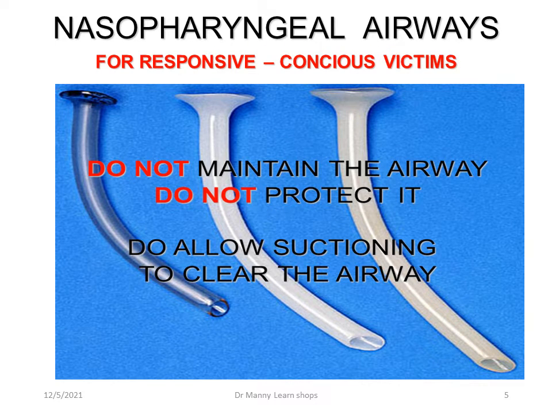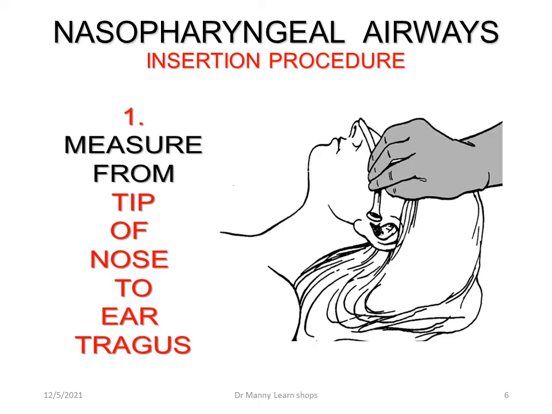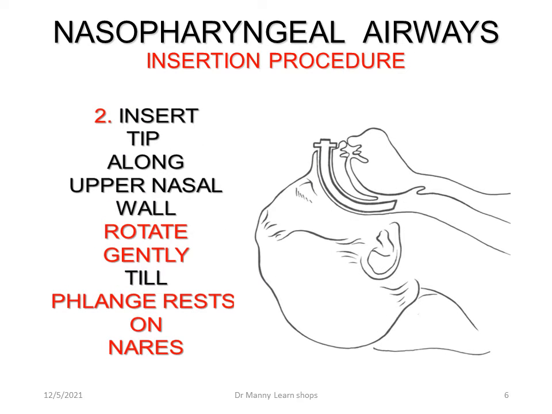When we employ a nasopharyngeal airway, this is for responsive or unresponsive, conscious or unconscious victims, but note, you don't maintain the airway, you don't protect the airway, it's a tool that's used for suctioning and clearing the airway. The insertion procedure is to measure from the tip of the nose to the tragus of the ear. You insert the tip along the upper nasal wall after lubricating generously. Rotate it gently until the flange rests on the nares.